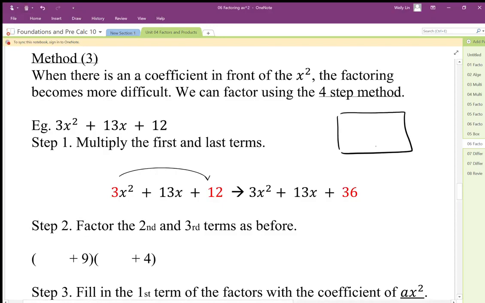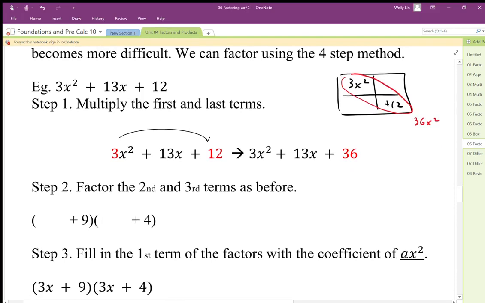We have our 3x squared plus 13x plus 12. And the four steps involve these four steps. So we're first going to multiply the first and last term together. Really all that's doing is multiplying that cross-diagonal product. So we're getting this 36. And that 36 is then key to split up the middle term of 13. So that middle term of 13 splits into 9 and 4.